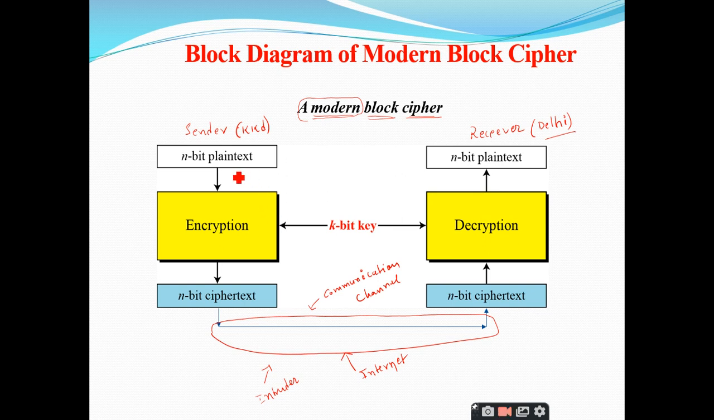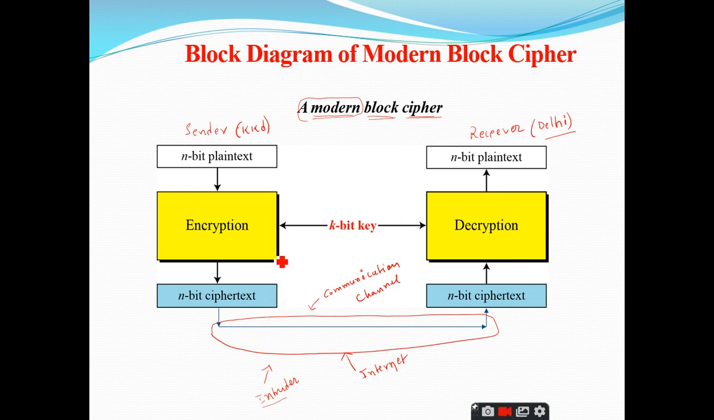In order to avoid this, the sender has to convert the plain text into ciphertext, which you can send over the communication channel. Why? Because even though the intruder has got the ciphertext, he is not aware of what the actual text is. So for this purpose, the sender has to convert the plain text into ciphertext.